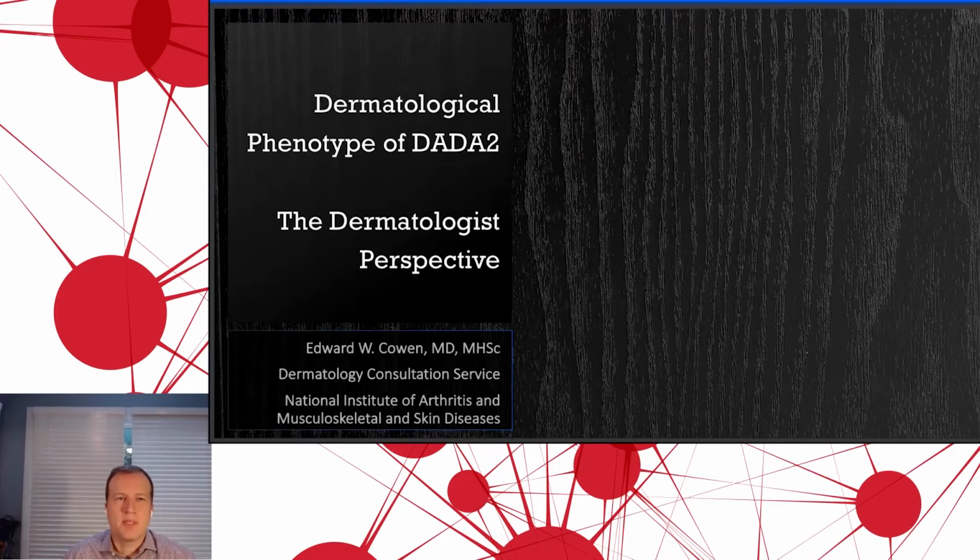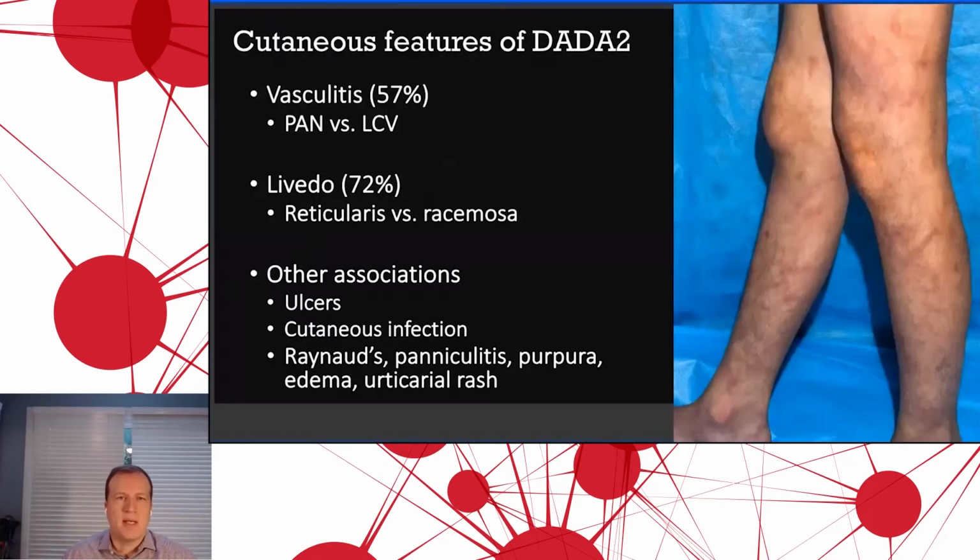My topic is the dermatologic phenotype of DADA2. I'm going to discuss the patients that I've seen on the NIH Dermatology Consultation Service over the last several years. These are patients of Dan Kastner and Mandy Umbrello. We're going to focus on the primary findings of vasculitis and livedo, but we'll spend a few minutes talking about a few of the other associations as well.